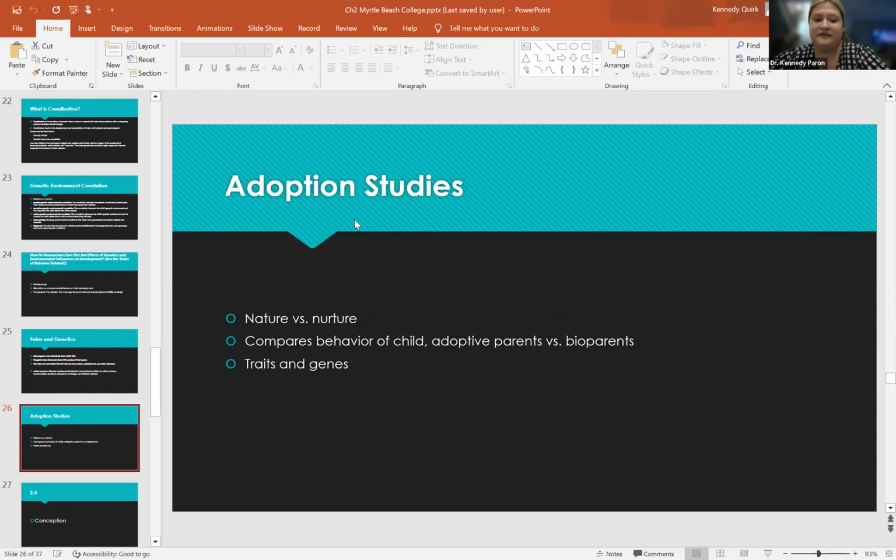There are also some studies on adoption, nature versus nurture. So this would compare behavior of a child adopted by the parents versus spending time with their bio parents. So in this study, one sibling stayed with their biological parent and the other was adopted out to different parents. This is not ethical today. However, these studies used to be done.